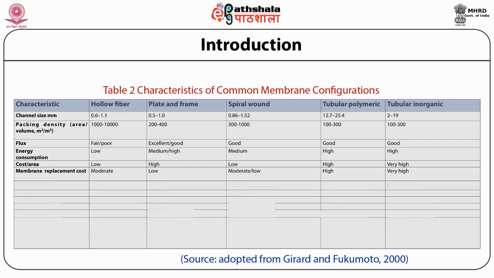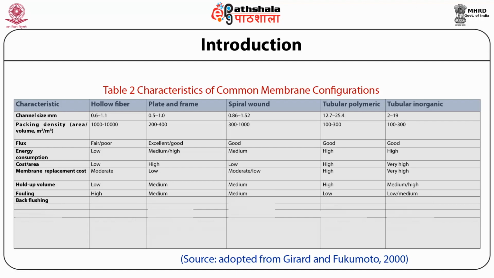Hold up volume is very low for hollow fiber, medium for plate and frame and spiral wound type of module, and high for tubular membrane module. Fouling: very high fouling is observed in hollow fiber membrane module, while medium fouling is observed in plate and frame and spiral wound, and high or medium fouling is observed in tubular membrane. In the case of inorganic tubular membranes, fouling ranges from low to medium.